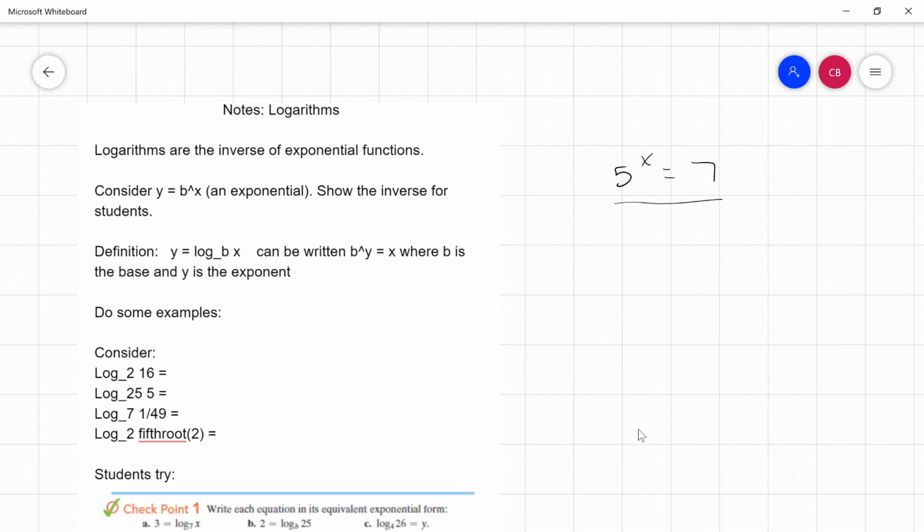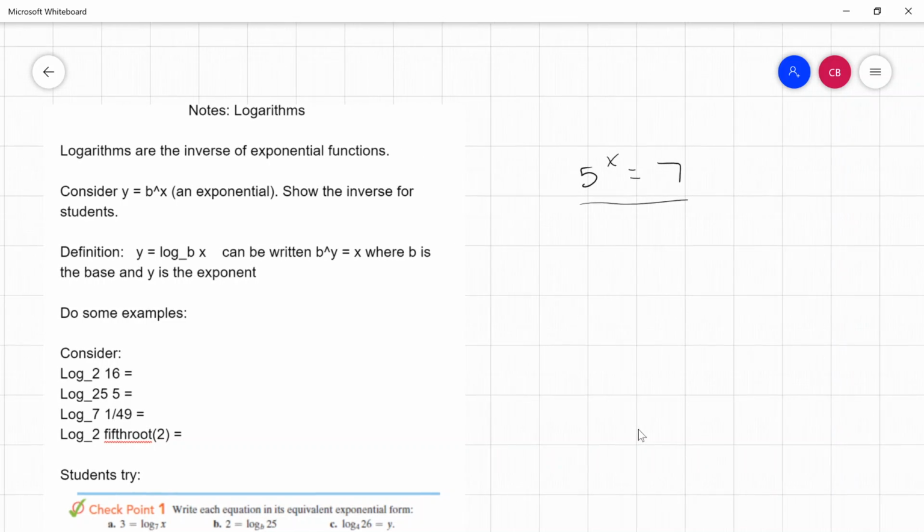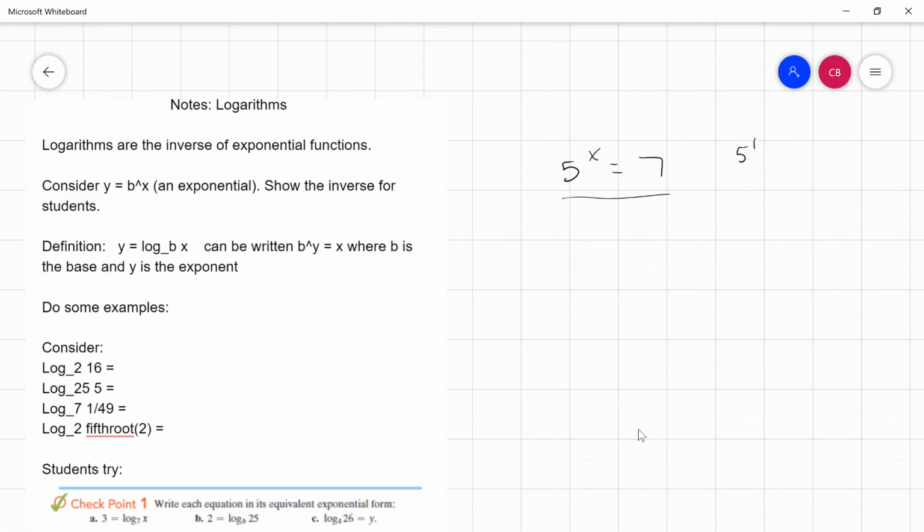5 to the x power is equal to 7. And so based on what we know, if I do 5 to the 1, you would tell me that's 5, and if I do 5 to the 2, you'd tell me that's 25. Okay, but what is 5 to the 7? Or, sorry, 5 to the x. So what power do I have to raise 5 to, to get 7? So let's think about that. If I have 5 squared is equal to 25, then 5 to some power is equal to 7?